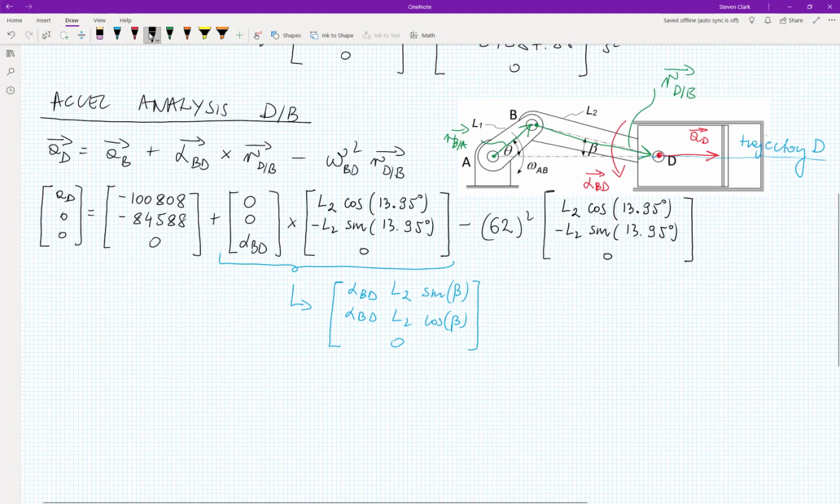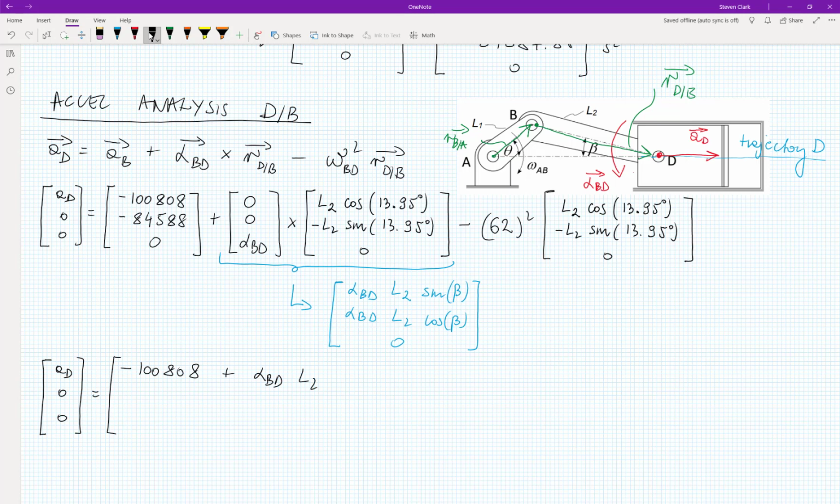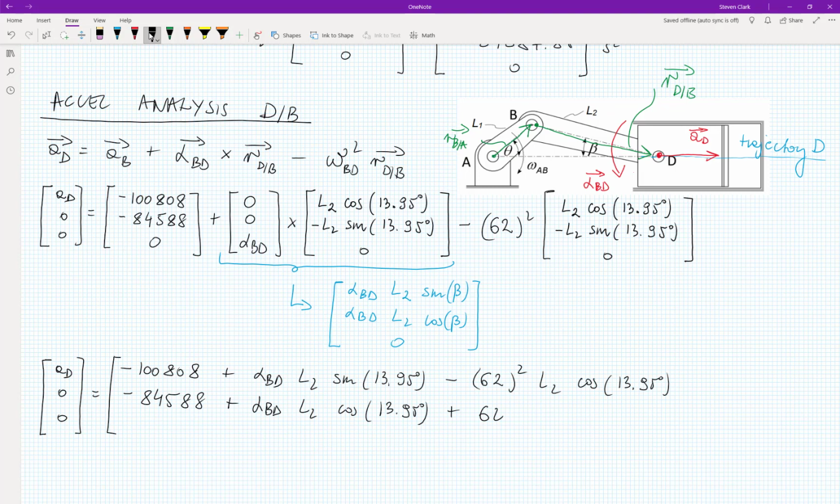Okay, and now we can simplify our vector expression. So in here we will have AD, 0, 0, and in here we will have minus 1, 0, 0, 8, 0, 8, plus alpha BD L2 sine beta minus 62 squared L2 cosine beta. And in the second row, we will have 84588 plus alpha BD L2 cosine beta plus 62 squared L2 sine beta, and 0 as a z component.